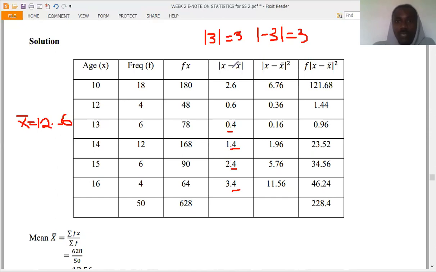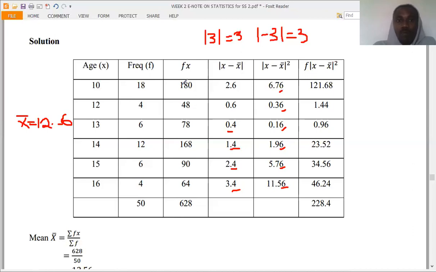Then we square the absolute deviation. So 2.6 squared is 6.76. 0.6 squared is 0.36. 0.4 squared is 0.16. 1.4 squared is 1.96. 2.4 squared is 5.76. And 3.4 squared is 11.56.